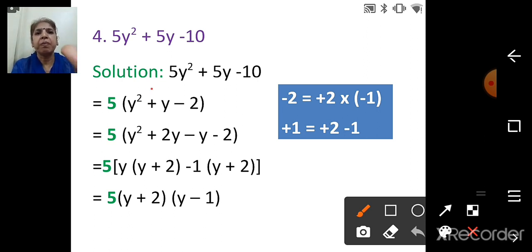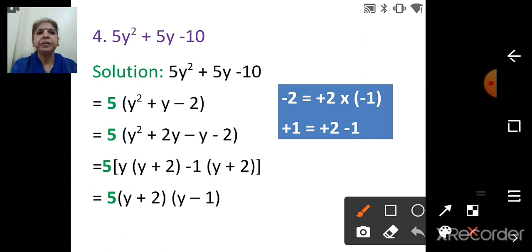Now, sum is having plus sign. That sign we will give to the greater factor, that is plus 2. Multiply with, so one will get minus sign. And you can check also, children, plus 2 minus 1 is plus 1. So, we are getting the sum also plus 1. Now next step is 5 is already a common. So that we will write as common factor and other factors in bracket.